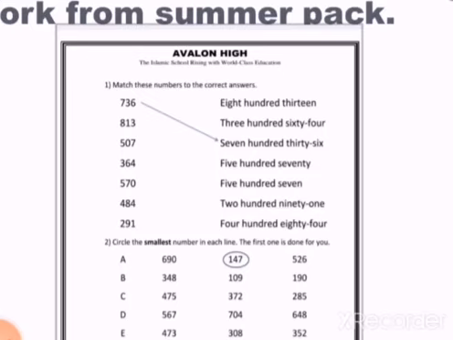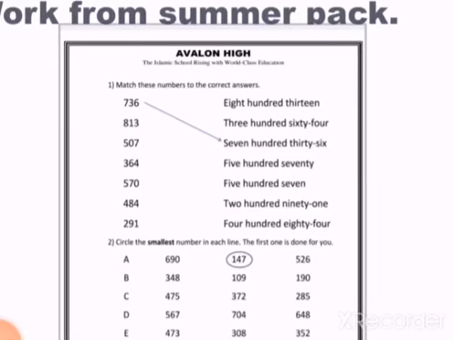First one is done for you, 736. They have done for you. Number two is 813. You have to find where it is written 813. The first one is written 813. You will match it like this. Rest of these you will do by yourself. These are very easy.